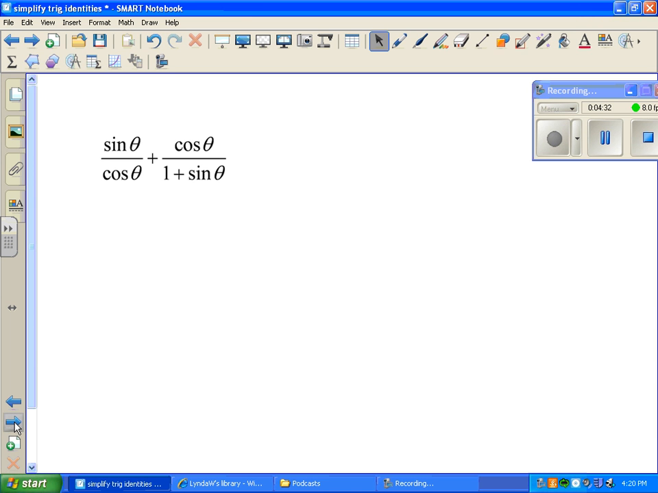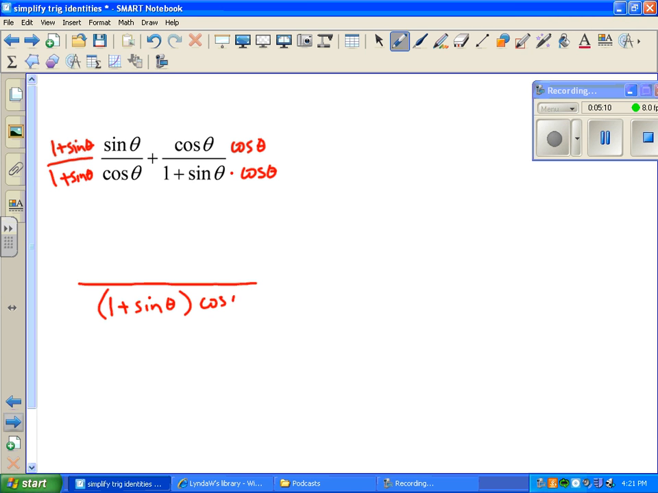All right, so your first gut instinct when looking at this problem, you might think change sine over cosine to tangent, but in this one, my gut instinct is saying, let's add these two fractions together and get one denominator. So I'm going to multiply the first fraction by 1 plus the sine of theta on the top and the bottom, and I'm going to multiply the second fraction by the cosine of theta. That's going to give me a denominator of, it doesn't matter what order you write it in, 1 plus the sine of theta times cosine. Let's not distribute it yet.